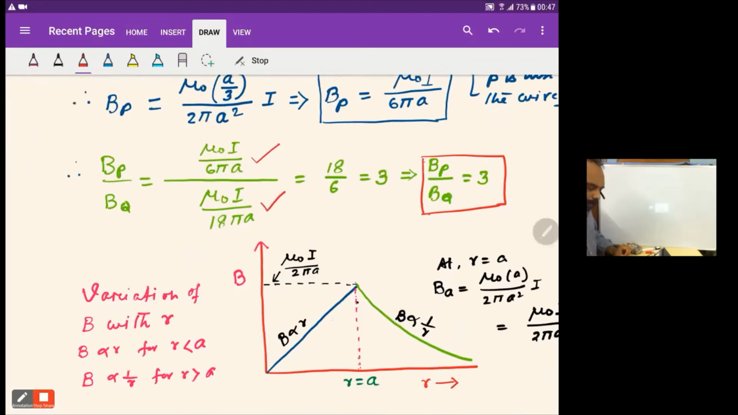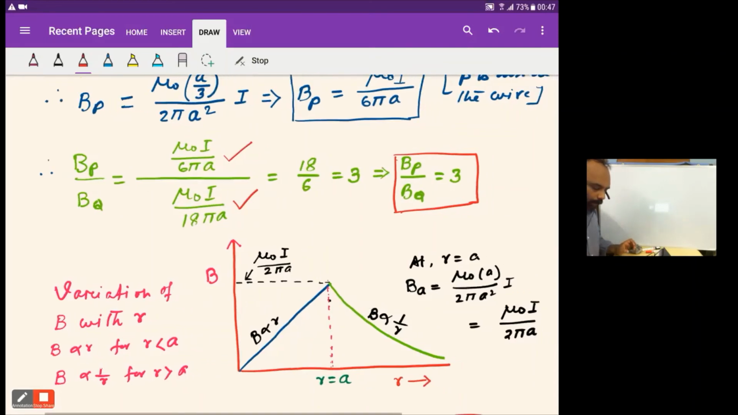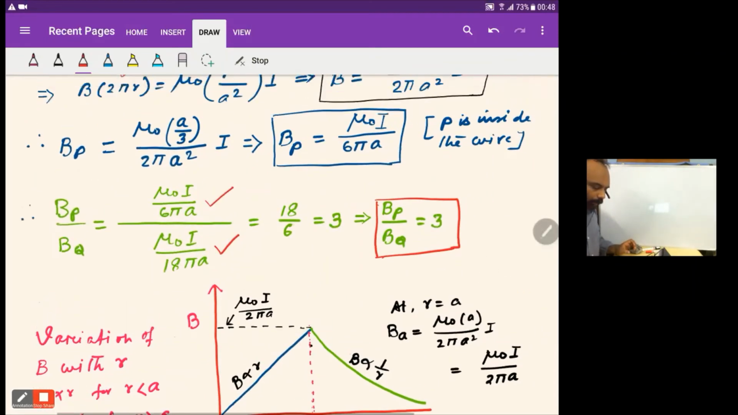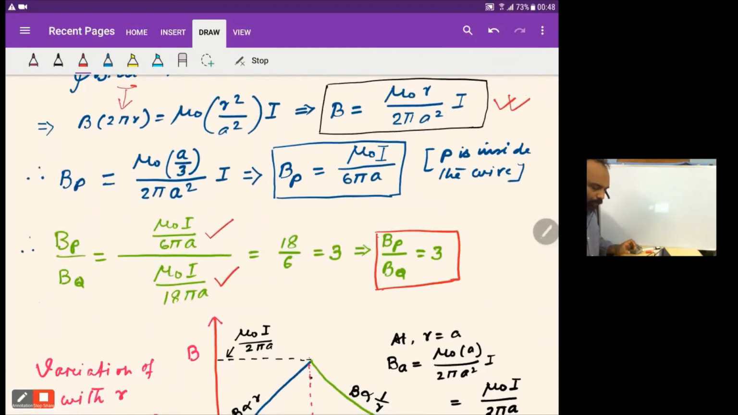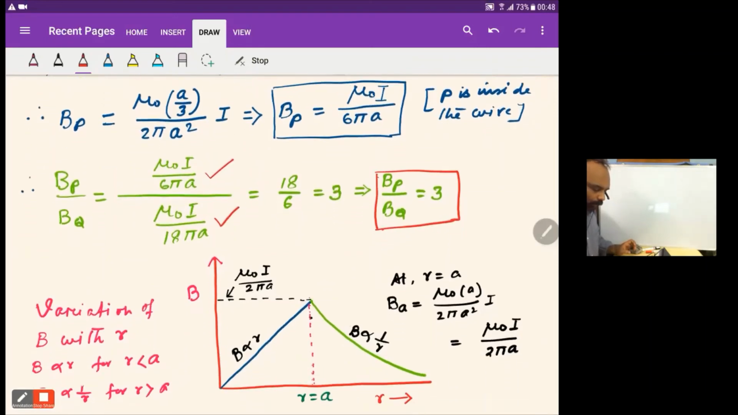So inside the wire, B increases and it reaches a maximum value when r is equal to a. That means when the distance is equal to the radius of the wire, and that value we can calculate by putting r equal to a in this expression. So μ0 a by 2π a² times I gives us μ0 I by 2π a. So this is that value when we have r equal to a. And then from the surface, the magnetic field decreases as a function of 1 upon r.